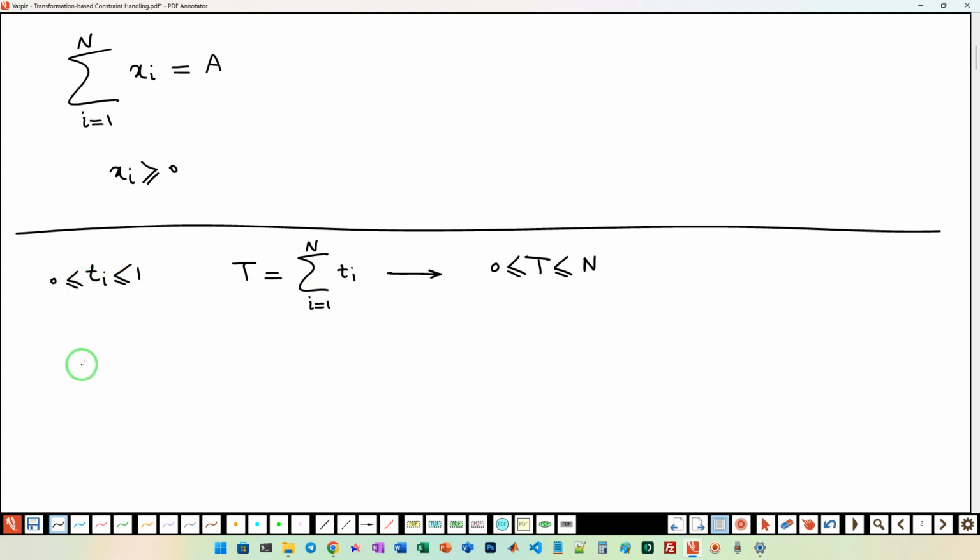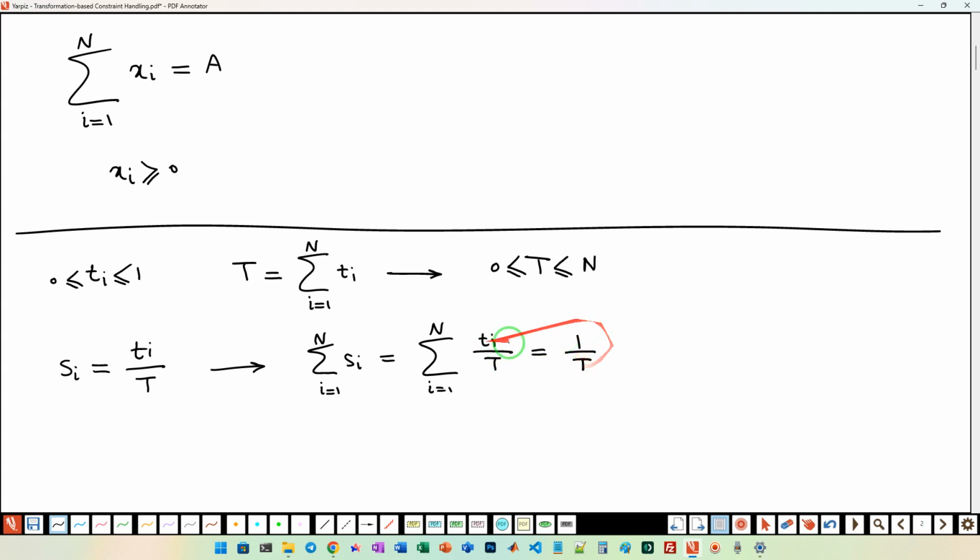Now if we define s_i equal to t_i divided by t, what can we say about the summation of these s_i's, and what's the value of this summation? Let's calculate this. What's s_i? It is t_i divided by t, and because t is constant, we can factor it out of the summation, and that's it.